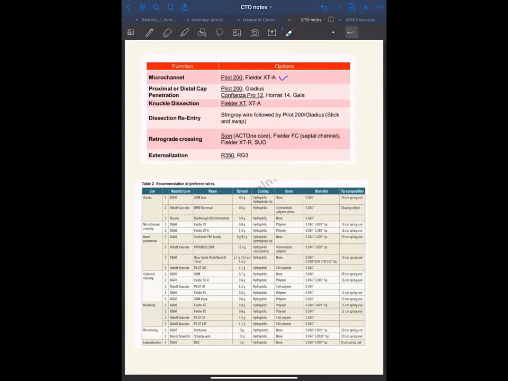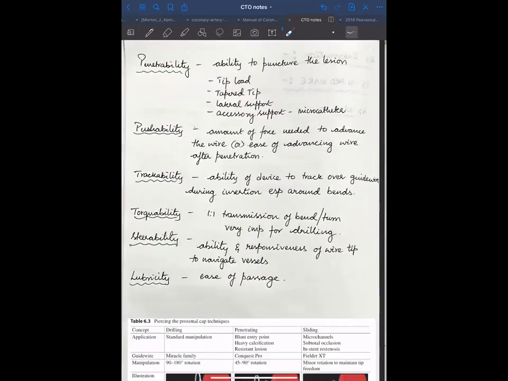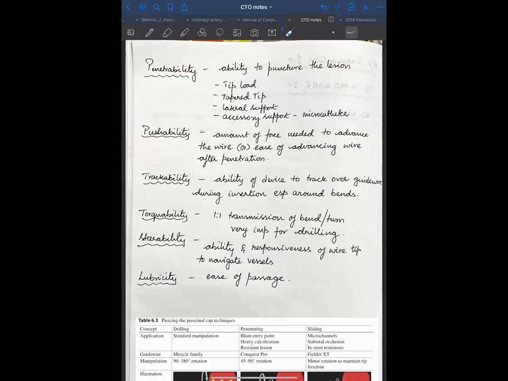I will show you that in the end. I had one more picture I should have added to that. Just remember now that the tapered tip design of the guide wire is available only in a few of these, like Confianza or Conquest, and that is used for penetration. Let's say you have a proximal cap which is not amenable to anything, very fibrous, thick. To penetrate that, we need to use these kinds of high penetrability power wires. I checked, the Confianza and Conquest Pro are the same. Both must be Asahi family only.